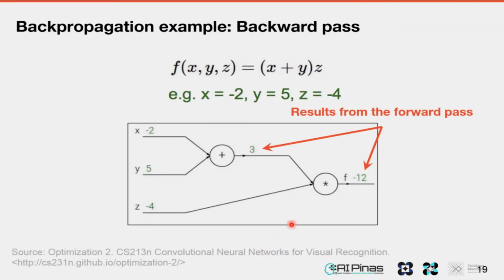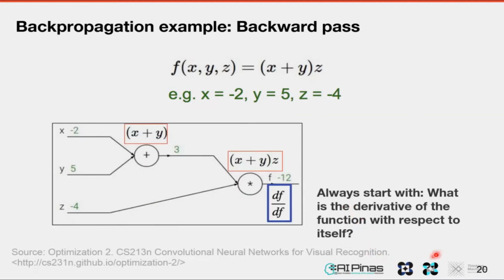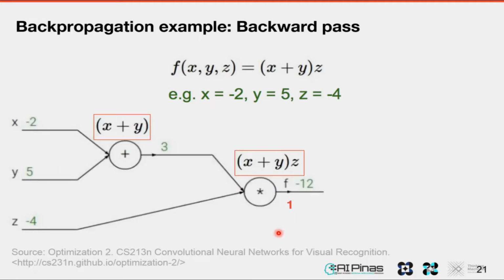Now, let's try backpropagating on our earlier example. Recall that these are the results from our forward pass. At the start of backpropagation, you always start with the end of the diagram, and we'll be looking for the local gradient at this last node. So you'll be starting with the question: what is the derivative of a function with respect to itself? This will always evaluate to 1. And we write down that value underneath our results from the forward pass.